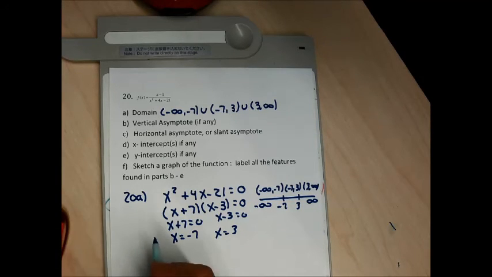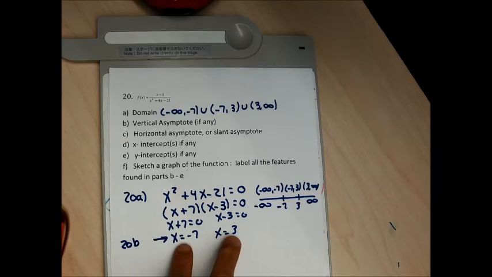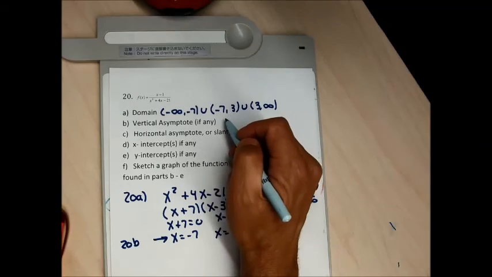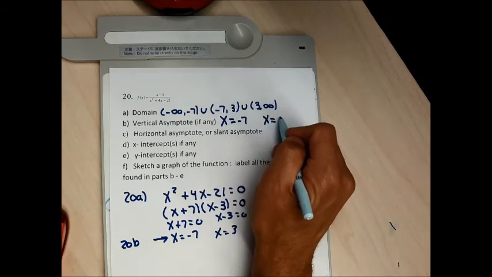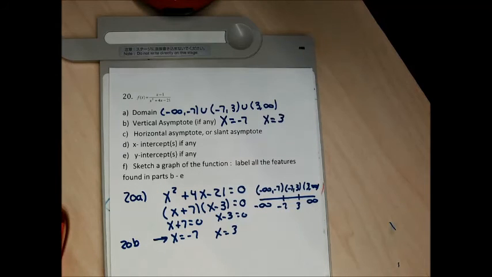There's no extra algebra for part B. You get vertical asymptotes where you have breaks in the domain, unless it's a special hole that we didn't do any of. So we're going to get vertical asymptotes where we have breaks in the domain.